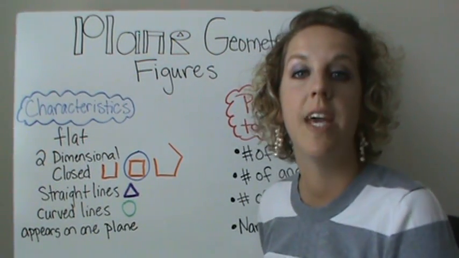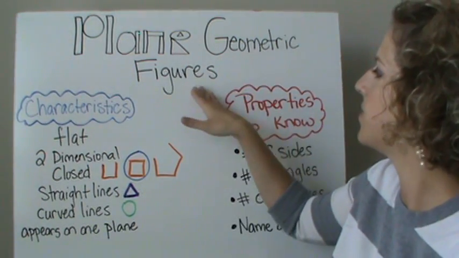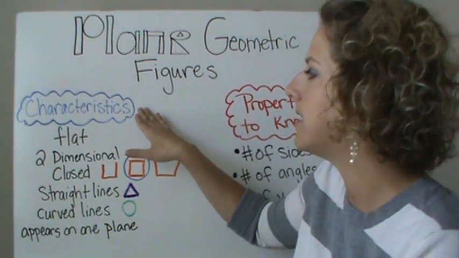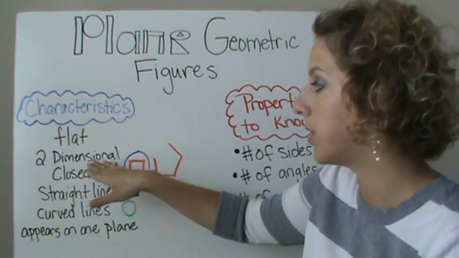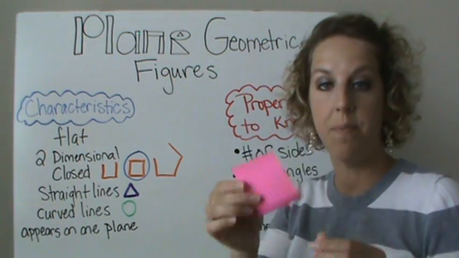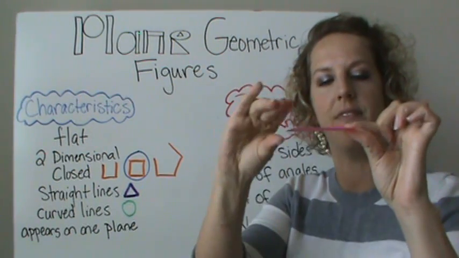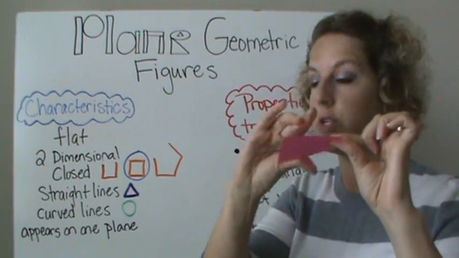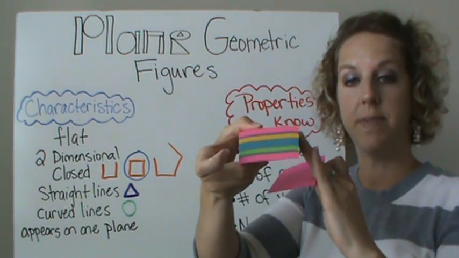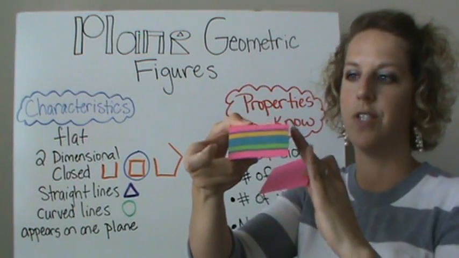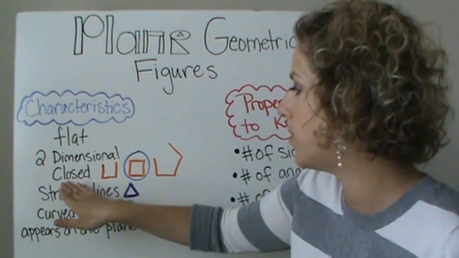In this lesson, you'll learn the characteristics and the properties of plane geometric figures. The characteristics of these figures: they have to be flat or two-dimensional. If you have a post-it, this is a square, this is a plane figure, but it's a flat figure. It's 2D or two-dimensional. Whereas if you have a stack of post-its, it's popped up, it's 3D, and it's no longer flat.